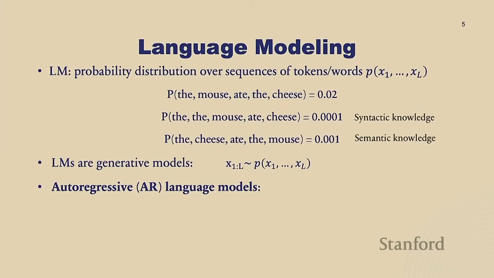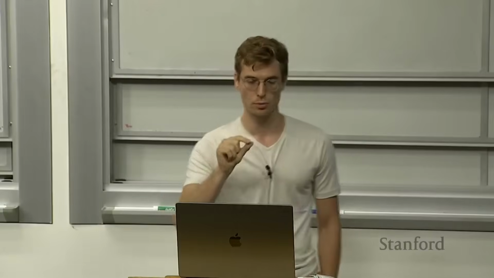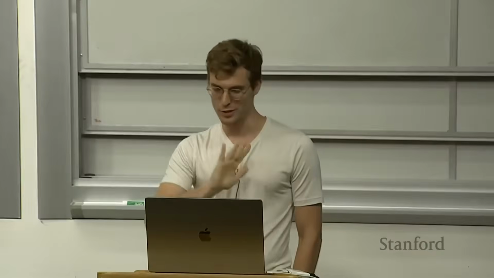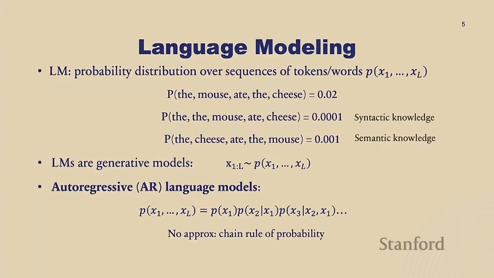The type of models that people are all currently using are what we call autoregressive language models. The key idea is that you take this distribution over words and decompose it into the distribution of the first word, multiplied by the likelihood of the second word given the first word, multiplied by p of the third word given the first two words. There's no approximation here. This is just the chain rule of probability, which you hopefully all know about. Really no approximation. This is just one way of modeling a distribution.